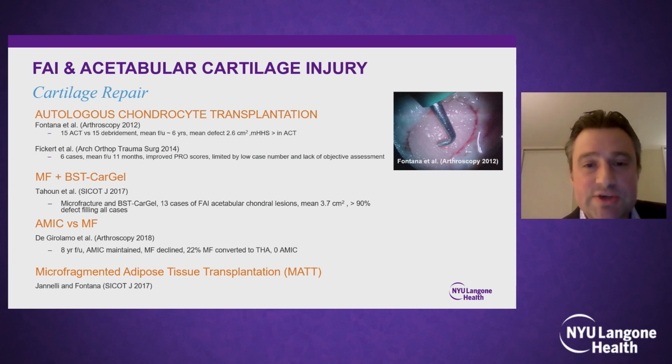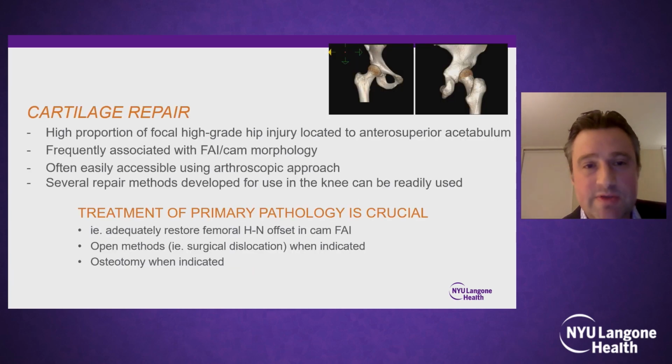So there's been a lot of research in using cartilage repair techniques that were initially developed for the knee. A lot of work out of Europe here. Fontana's published a lot using autologous concentrated implantation, also using microfragmented adipose tissue, AMIC, as well as microfracture and BST-CarGel, which is a chitosan-based product. All similar techniques that have been developed in the knee.